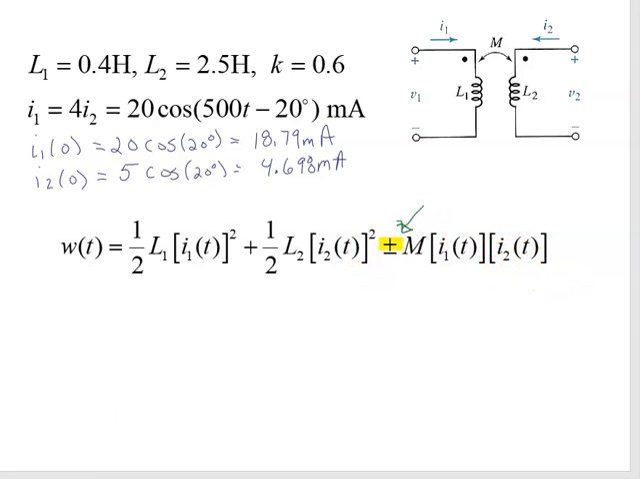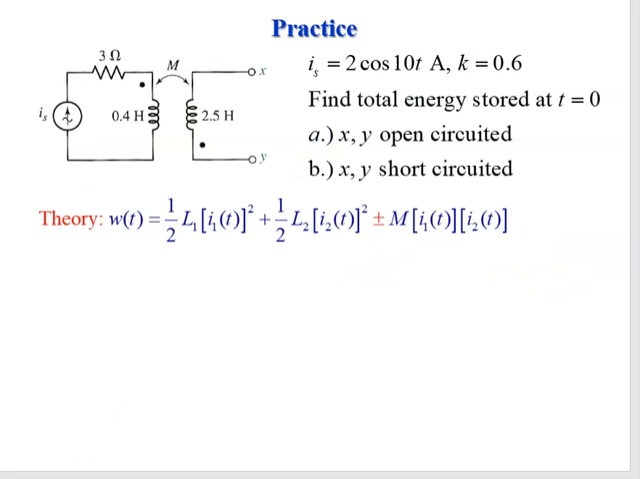So that's the example. What I want you to do for practice, you can find this on Blackboard or write it down, is solve this problem as well, which has two parts. We have a current being forced through our primary mesh here, IS, and we have a coupling coefficient of K. This happens to have the same inductors in here, but you should solve for what the mutual inductance is. The first part of the problem has X and Y open circuited. The second part has X and Y short circuited.